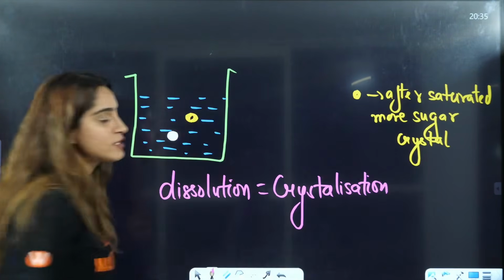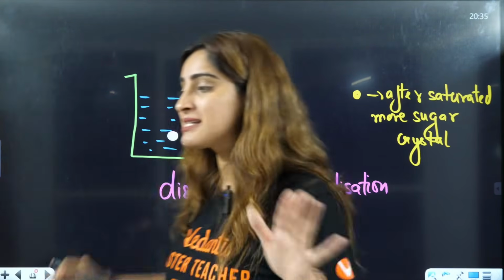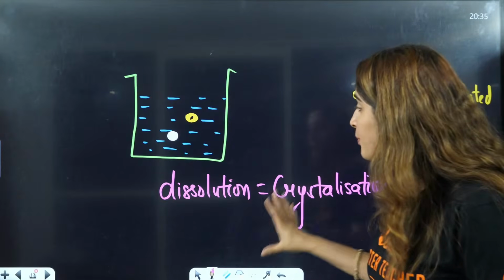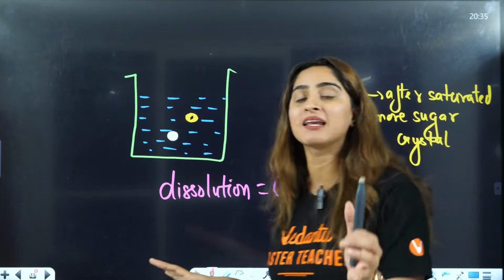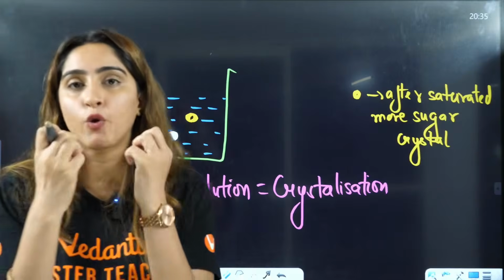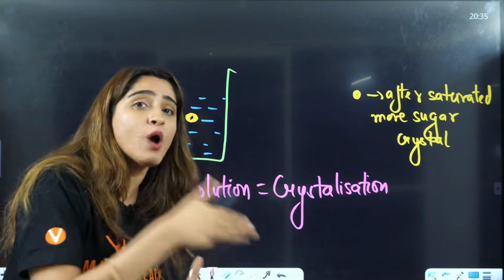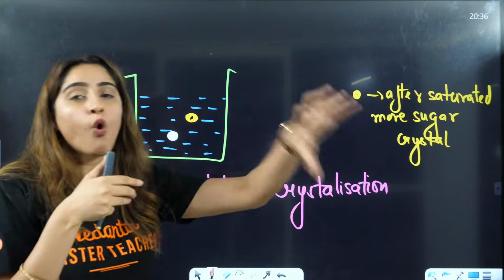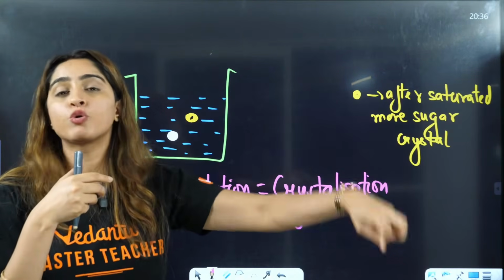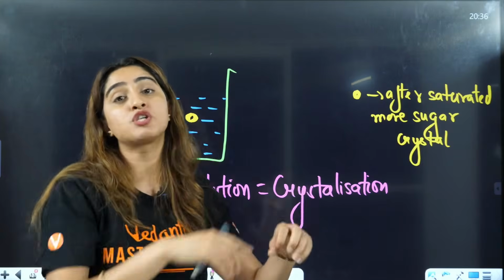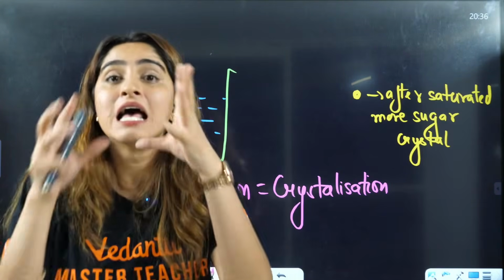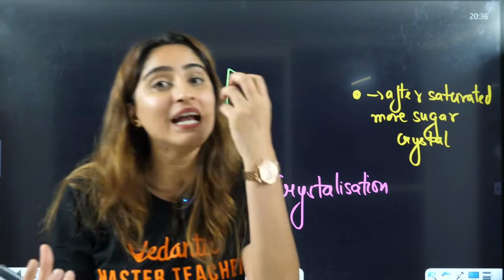Tell me, beta, if this is clear to all of you or not. Is this thing clear to every one of you? The process of dissolution and crystallization have a dynamic equilibrium between them. As soon as you are dissolving the new added sugar crystal, the old already dissolved sugar crystal will get out of the solution and will be crystallized. That is called dissolution and crystallization.